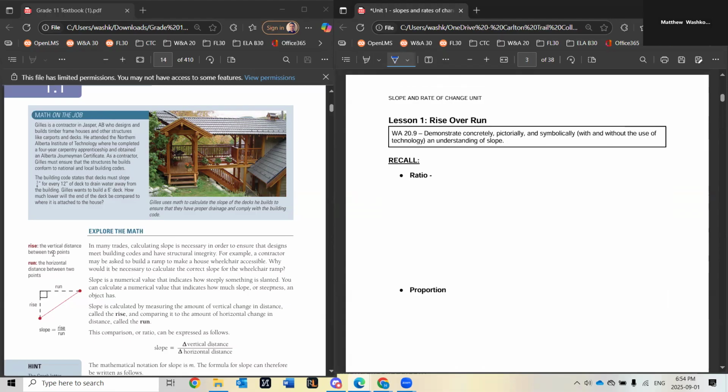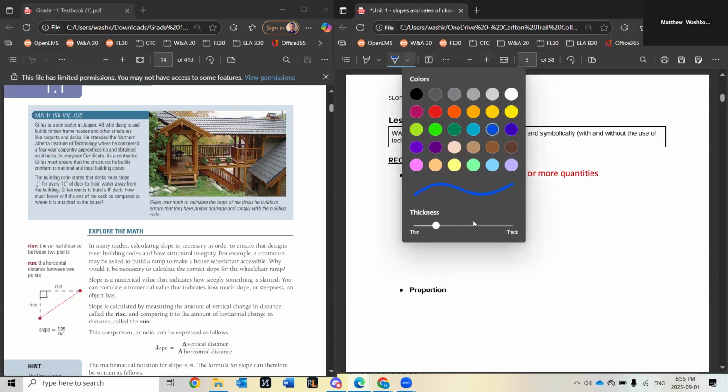So before we go into what rise and run are, we need to understand what some of this other stuff is. So first off, what is a ratio? You should be writing this down as we go through it. Pause the video when you need, because I'm just going to go full force. A ratio compares two or more quantities. So a ratio compares two or more quantities.